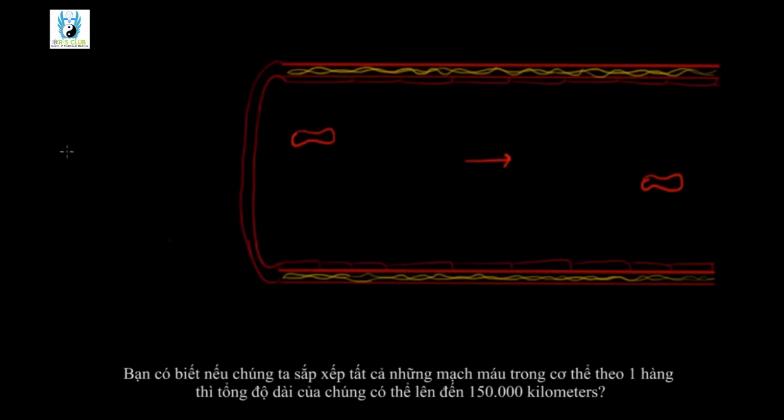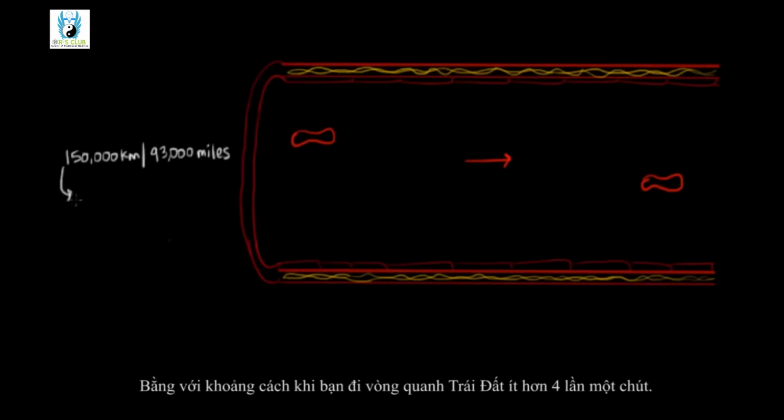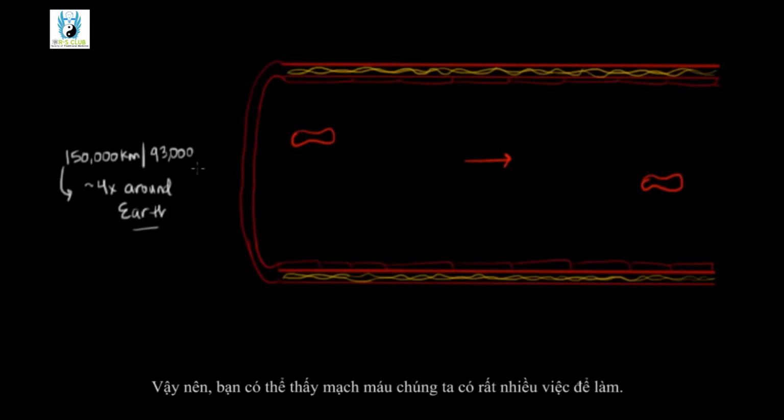Did you know that if we were to line up all of our blood vessels, the total length of our blood vessels would come out to about 150,000 kilometers, which is about 93,000 miles. This is the same distance as if you were to travel around the Earth a little bit less than 4 times. So you can see our blood vessels have a lot of work to do.